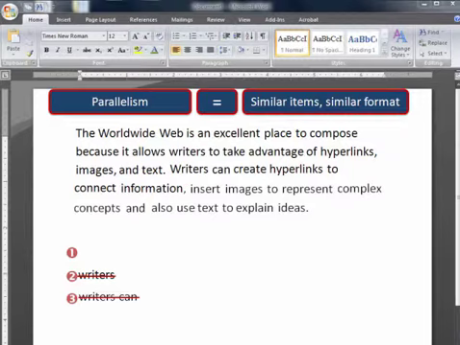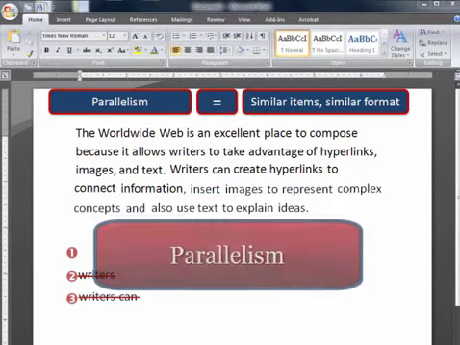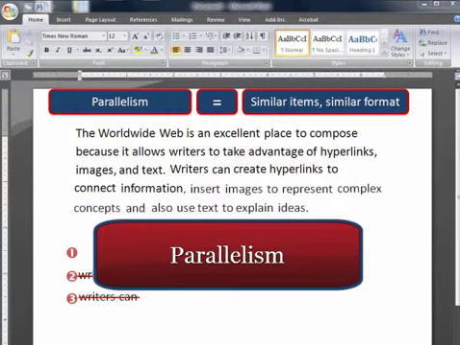Let's read this part of the paragraph again. Writers can create hyperlinks to connect information, insert images to represent complex concepts, and use text to explain ideas in detail. We've used the principle of parallelism to bring together all 3 points in a clear, effective list.